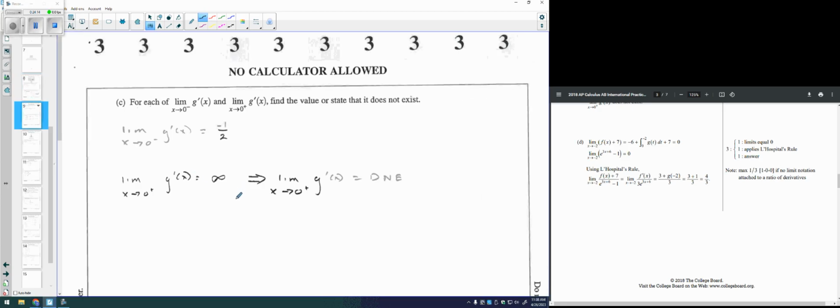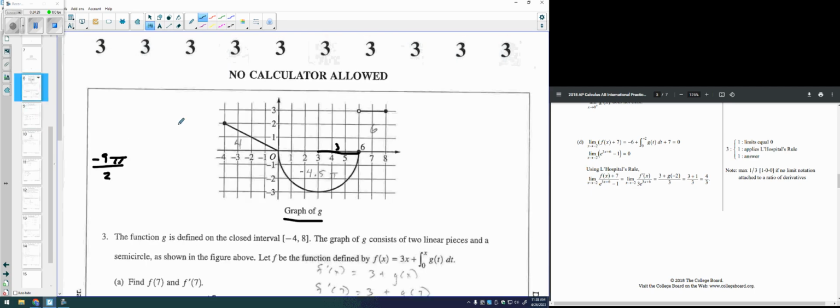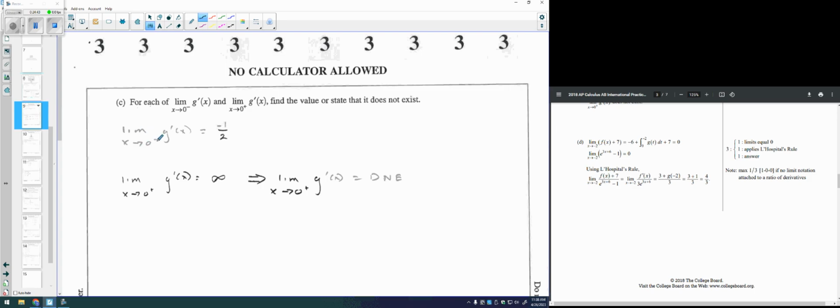Question C. Limit as x goes to 0 from the left of g prime. So what is g prime? G prime is the slope of g, right? So here's g. As I approach 0 from the left, my slope is a negative 1 over 2, constant. So the limit as x goes to 0 from the left is a negative 1/2.